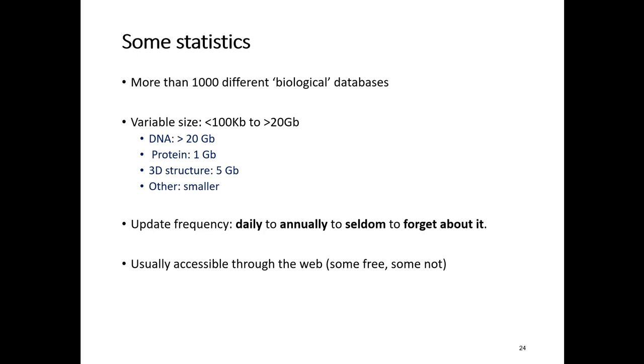Now, these are some statistics about the biological databases. There are more than 1,000 different biological databases present in the world, and they are highly variable in size. Some of the databases are very small, less than 100 kb, and some databases are greater than 20 GB. So there are DNA sequence databases, protein sequence databases, protein 3D structure databases, and other very small databases are also present. Out of these 1,000 different biological databases, some databases are updated on a daily basis. Take the example of GenBank, it is updated on a daily basis. Some databases are updated annually, and some databases never get updated. All these databases are accessible through the web, through the internet, and some databases are free and some databases are paid.